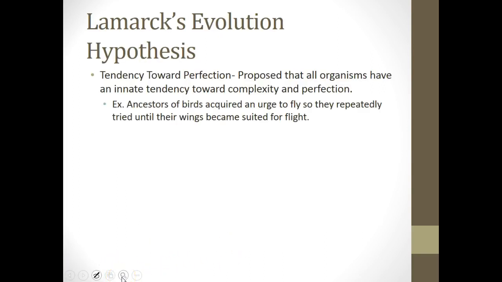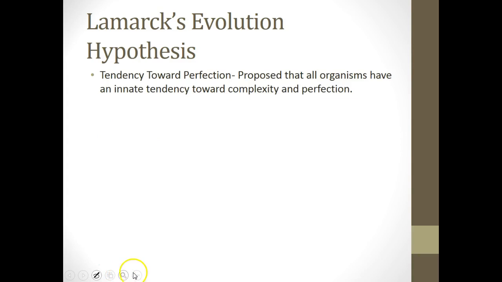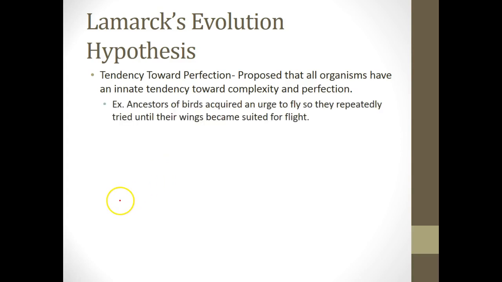So let's talk a little bit about what these items mean in more detail. If we look at tendency towards perfection, that basically, like I said before, is proposing an idea that all organisms have an innate tendency towards complexity and perfection. Like ancestors of birds acquired an urge to fly, so they repeatedly tried until their wings became suited for flight. You can't become perfect, or you can't acquire these traits in real time or within your lifetime.